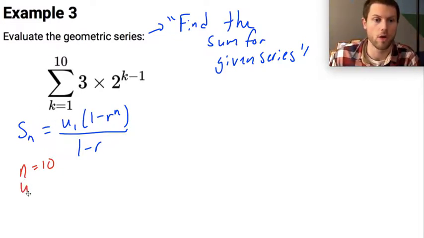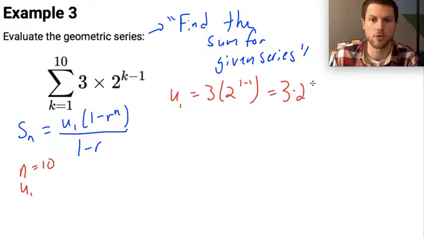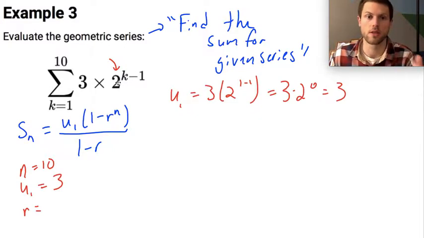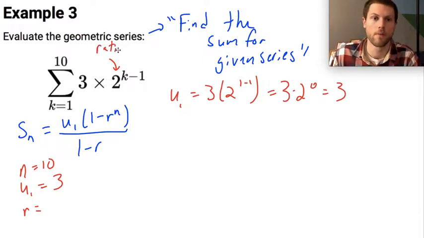And then for my u sub 1, I have to do a little bit of legwork. u sub 1 is 3 times 2 to the 1 minus 1 power, or just 3 times 2 to the 0, or just 3. So my u sub 1 is going to equal 3. And then finally my r, my common ratio. Hopefully you can see that every single time, since this is a multiplication situation and I'm raising this base to a power, it's like my growth factor. This is what my ratio is.